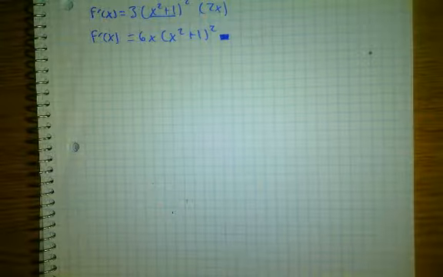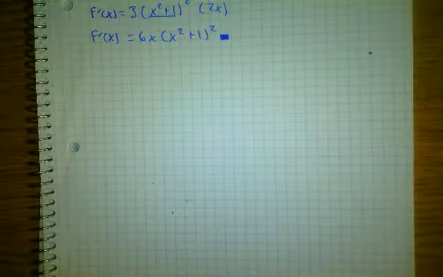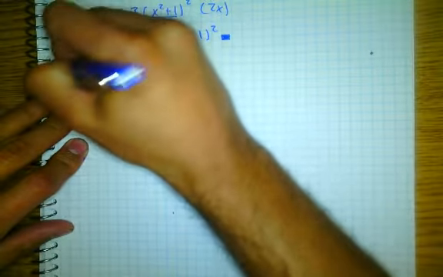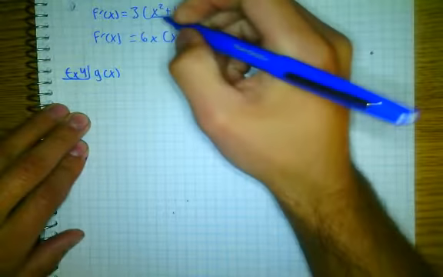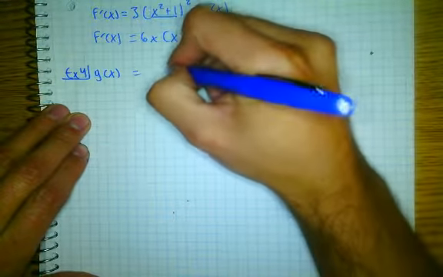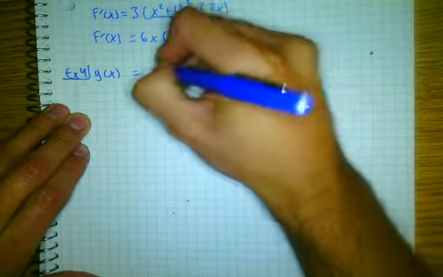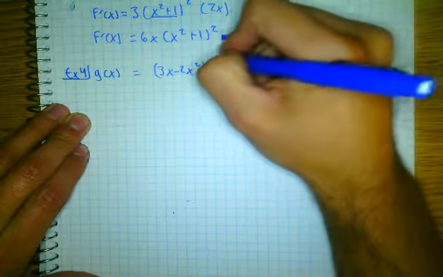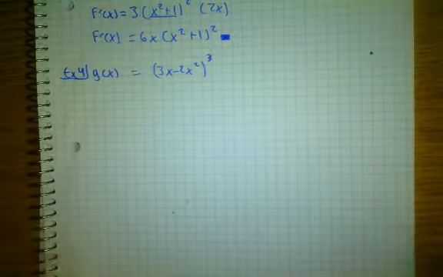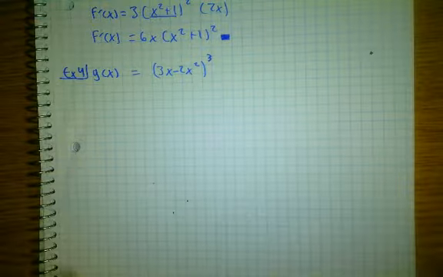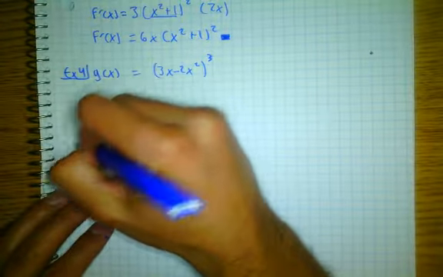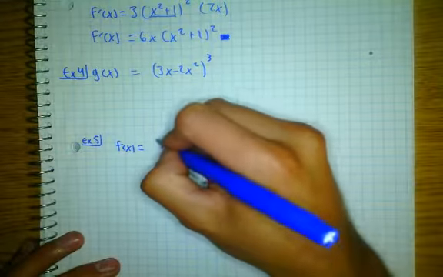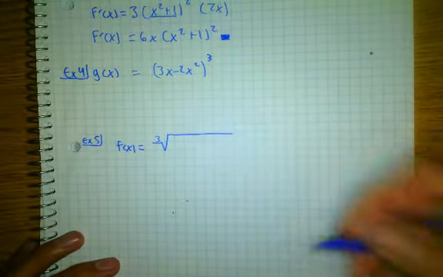Alright, so here's the next problem. So let's say that you have g of x, so this will be example number 4. G of x is equal to (3x minus 2x squared) to the third power. So we're going to differentiate that. And then, while you're at it, you can go and do example 5. We can say that f of x is equal to the cube root of (x squared minus 1) to the second power.